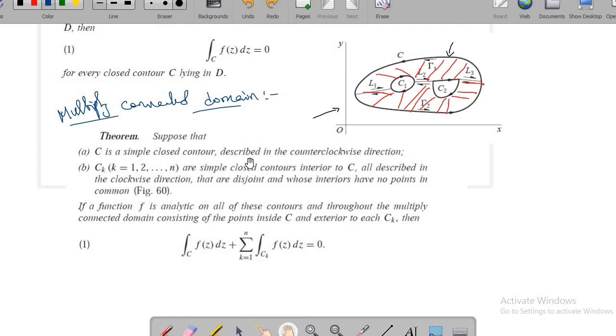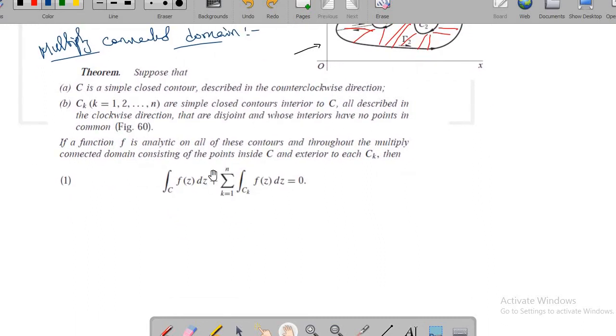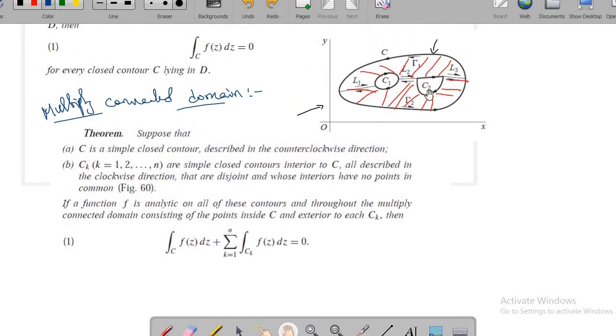Once you know the function is integrable over that, I can say this entire integral will be equal to minus the sum of the integrals over these curves. So this is the theorem for multiply connected domains. But here you should know one thing: you should know what the value along this curve will be.